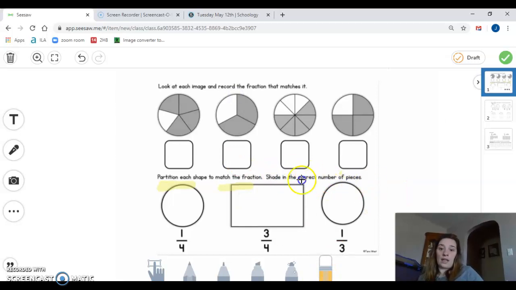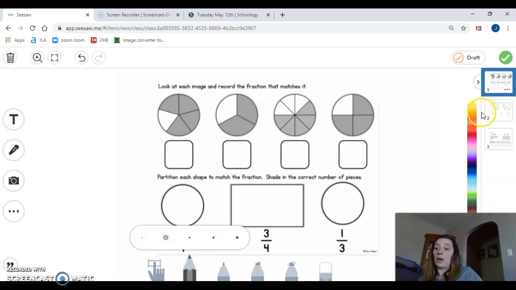Okay, and then on the bottom part down here, I'm going to erase those highlights. Get those out of there. So this part, we have to look at each image and record the fraction that matches it. So you have to tell me what the fraction is for this circle. The easiest thing, I think, is to draw a line right away in the middle of it, because you know it's a fraction. You know you're going to have that line. Then I'm going to count how many parts it's divided into. 1, 2, 3, 4, 5.